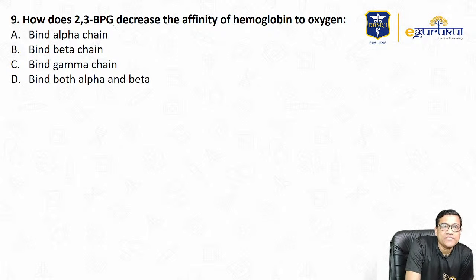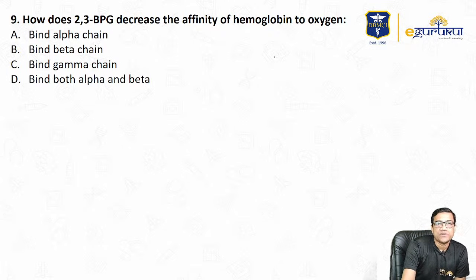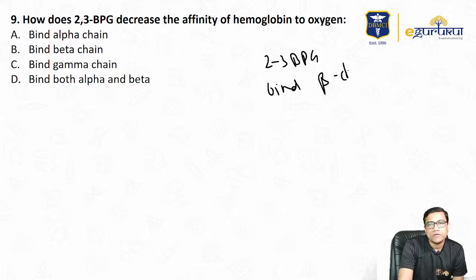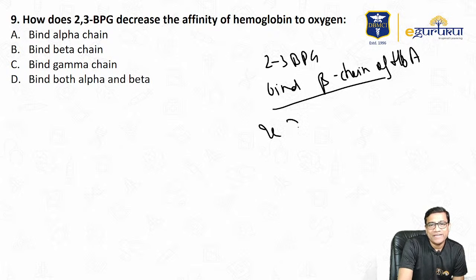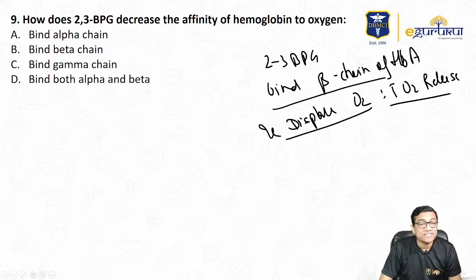First, BPG actually binds to histidine and lysine of the beta chains. What does BPG do? 2,3-BPG binds the beta chain of hemoglobin A and displaces oxygen, that is, reduces the oxygen affinity. So that increases oxygen release. That is how oxygen release is increased.